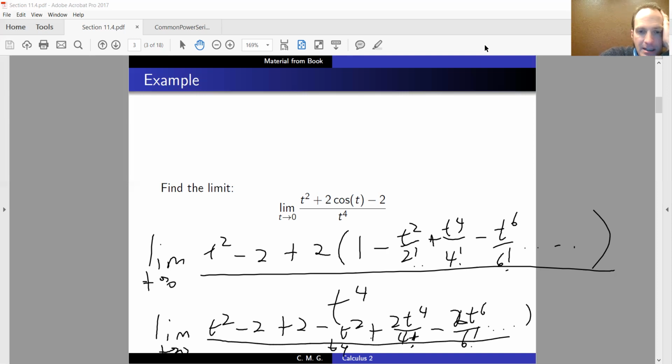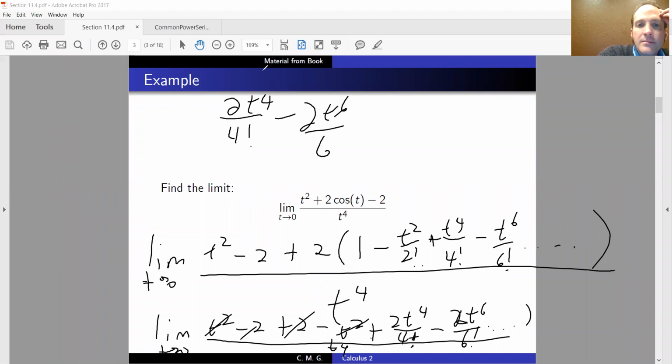So now I can sort of cancel what I need to. T squareds cancel, negative 2, positive 2 cancel. I'm left with 2t to the 4th over 4 factorial minus 2t to the 6th over 6 factorial plus, and so on. And then I have that multiplied by 1 over t to the 4th, just to make my life a little easier. And then the limit is still as t goes to 0.